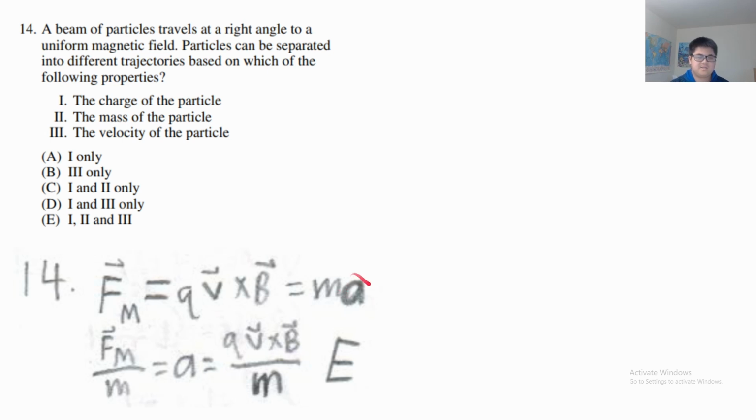So let's find the acceleration. The acceleration due to the magnetic force is equivalent to the magnetic force over the mass of the particle. So the answer is E, because changing any of these three quantities would change the trajectory. Changing the charge of the particle would change the acceleration, which would change the trajectory. Changing the mass of the particle would also change the acceleration, which would also change the trajectory. And the same goes with velocity. So the answer to question 14 is E.